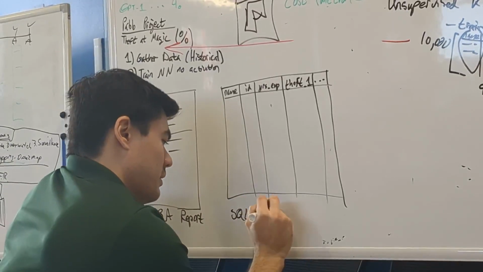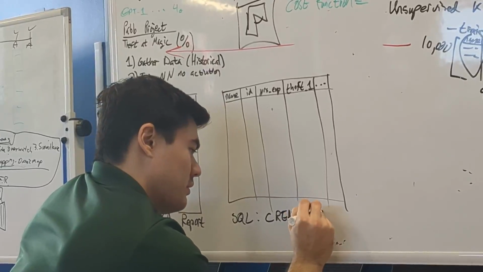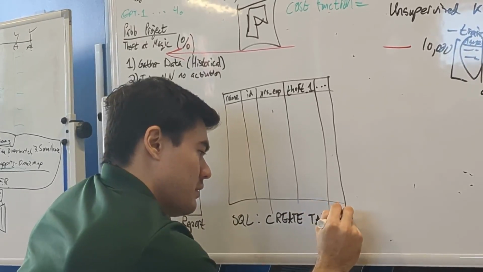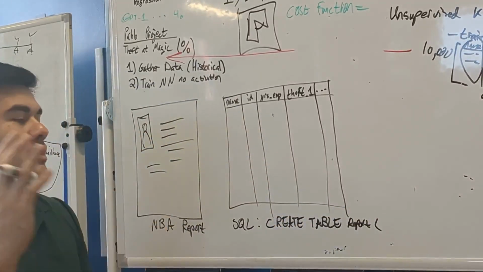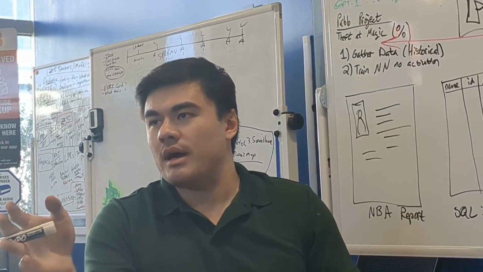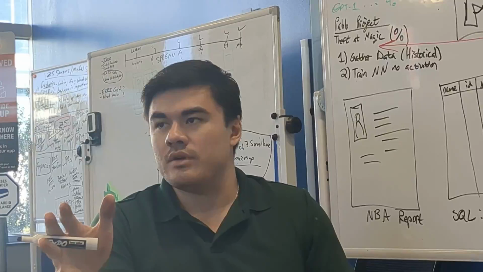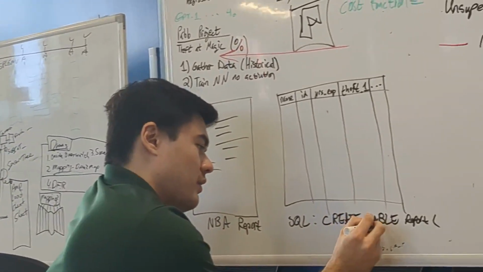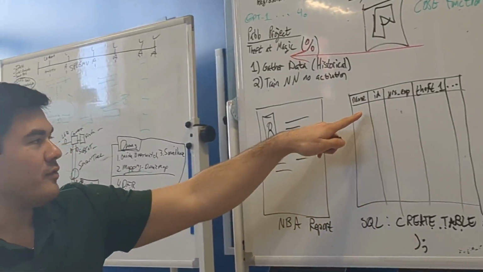We'll do create table report, and then you remember what you've learned about the ER diagrams. You have primary keys, foreign keys, just your attributes, all that stuff. That's going to go in here once you create your table. Okay. So we created this table.